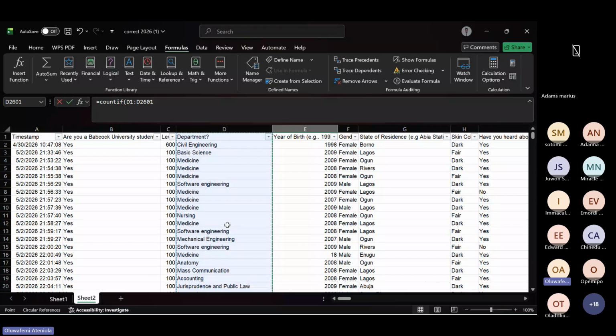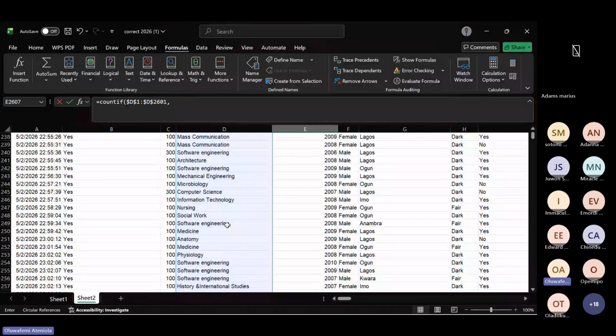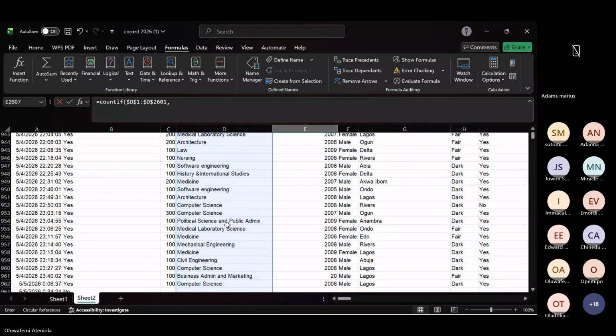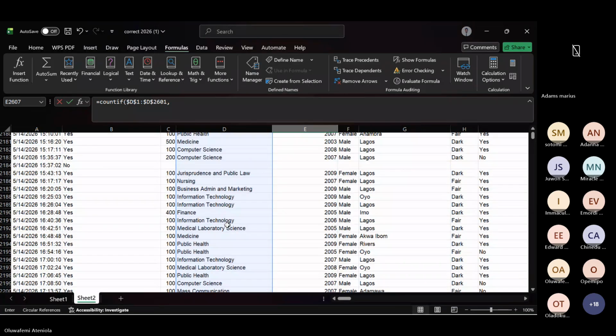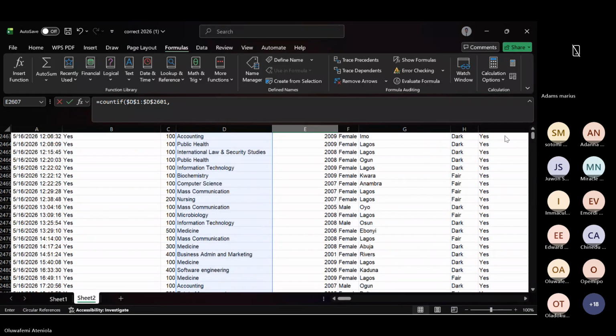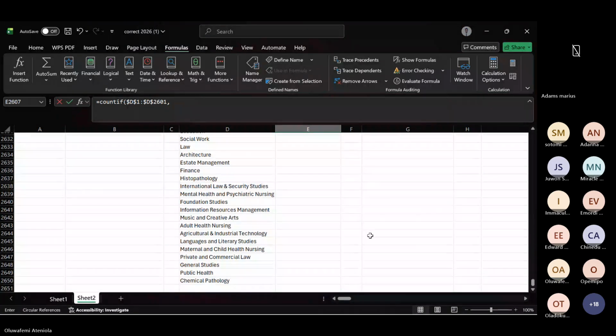So this is our range. I'm going to give it Control F4 and then pass a comma. So our criteria this time around is going to be changed. These are things we've done before. So let's go back and scroll that way. Good.